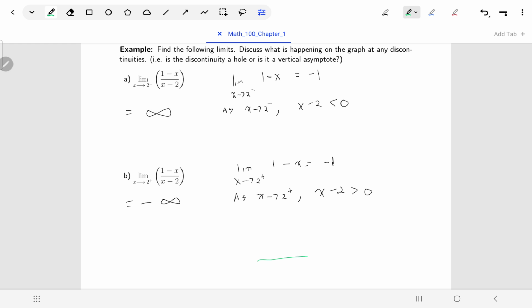So that's how I know, for example, for this graph, if I felt like graphing it, at x equals 2 there would be a vertical asymptote, and I know on the left side the graph would be approaching positive infinity, and I know on the right side of 2, the graph would be approaching negative infinity.